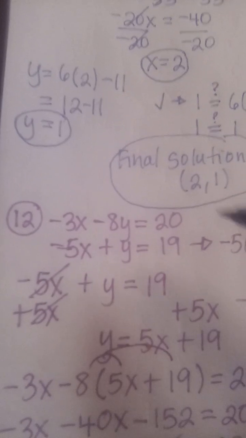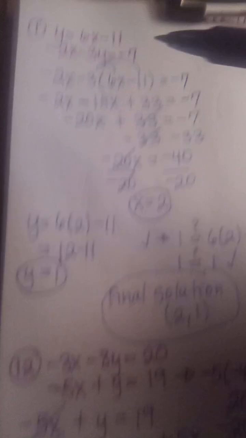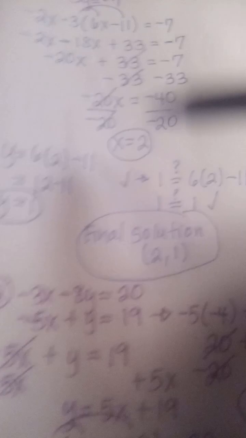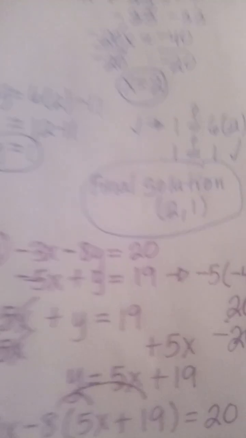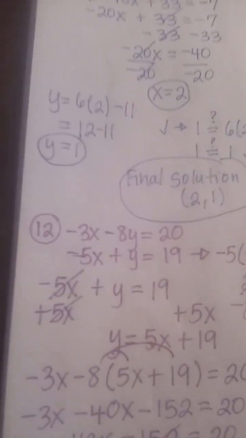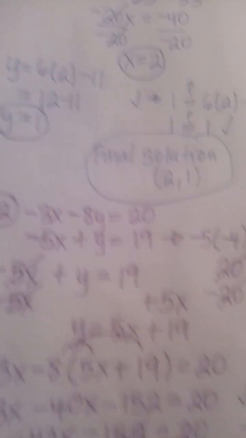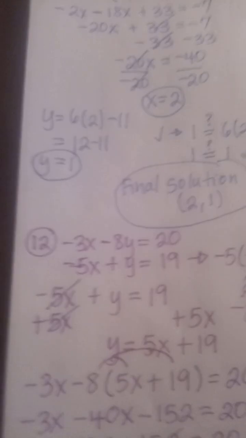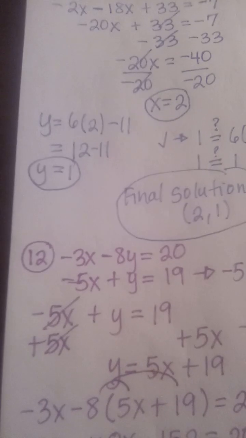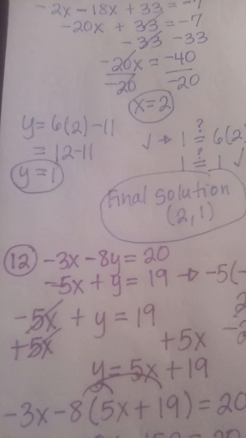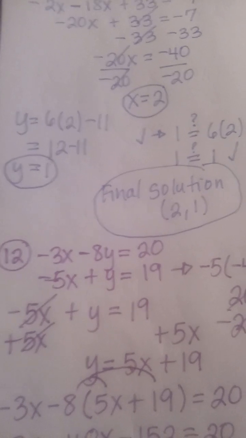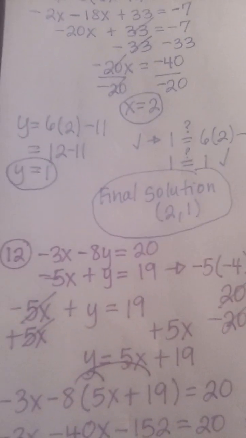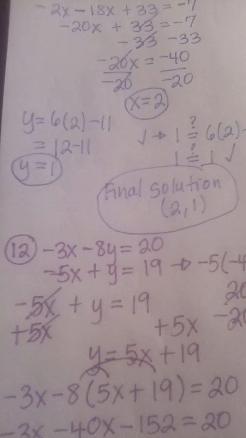Number 12 is a little bit different from the first two problems. There's no y by itself, so we have to figure out which to solve for, either x or y. So I have this problem. We have negative 3x minus 8y equals 20 for the first equation. The second equation is negative 5x plus y equals 19.